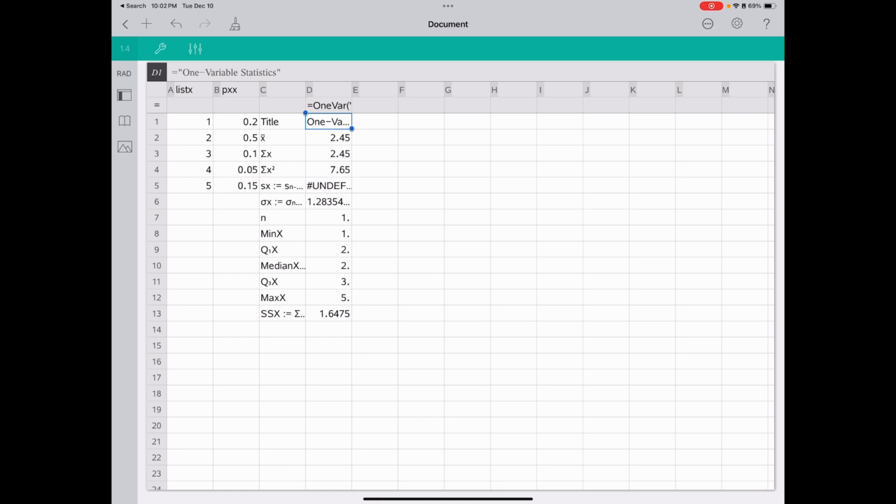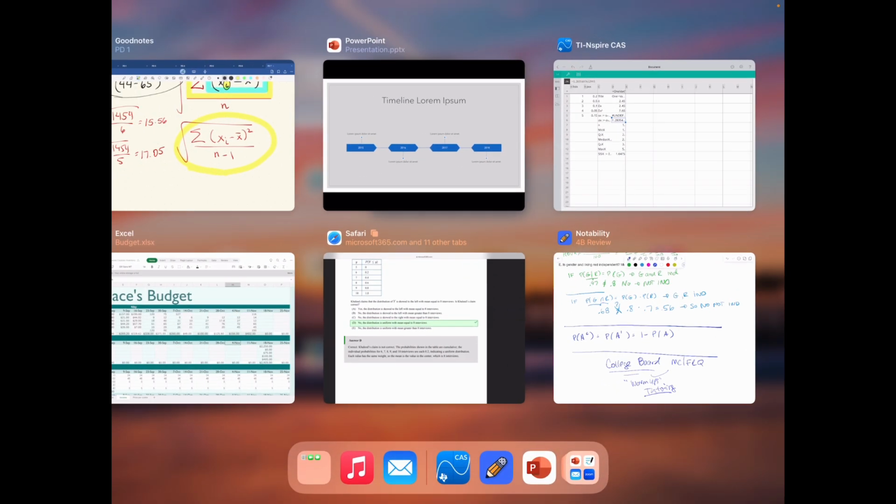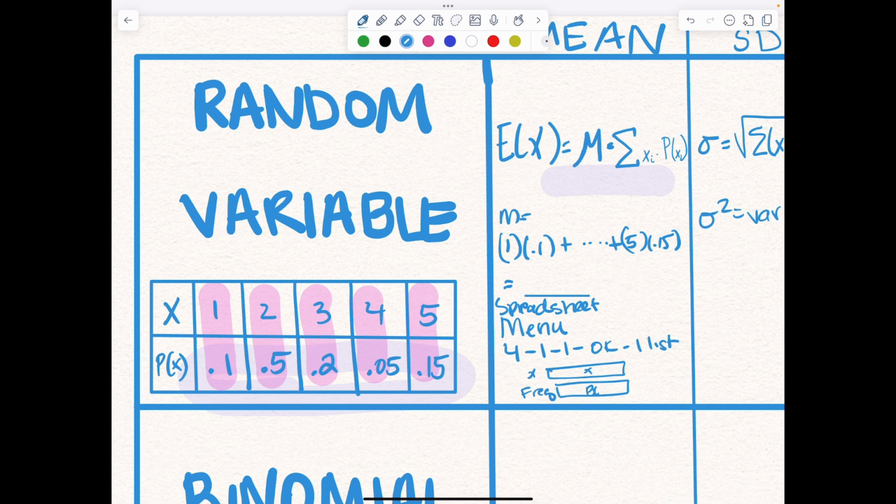And you can see my mean is 2.45, and my standard deviation is right here at 1.28, 1.28345. So I had 2.45 here, so this is just going to be 2.45. But notice all I did was I multiplied each X by each of its probability.